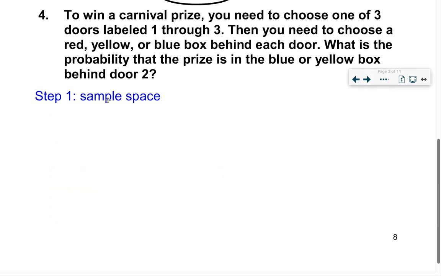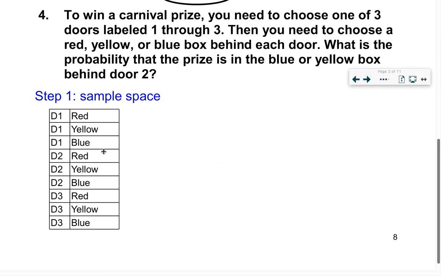If you choose a different route and you want to do a tree diagram, that's fine. If you want to do an organized list, that's fine, but you do need to make sure it's organized. Otherwise, you will forget one. It just always happens. But I went ahead, I've got a table here. And I've got door 1: red, yellow, blue; door 2: red, yellow, and blue; door 3: red, yellow, and blue. So there's my sample space.